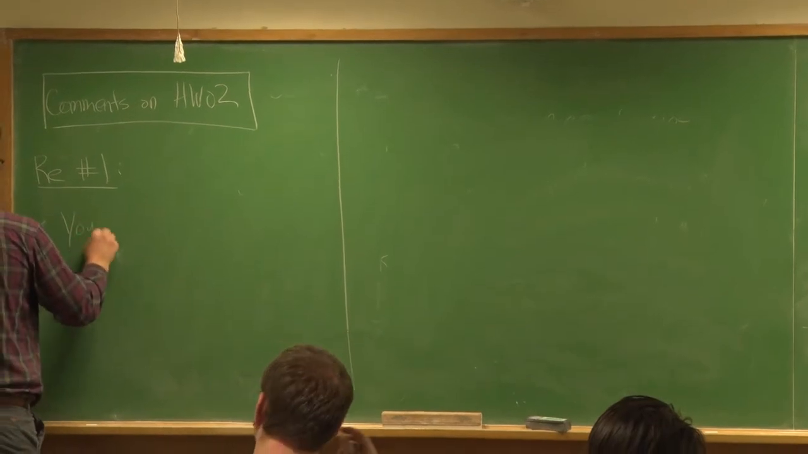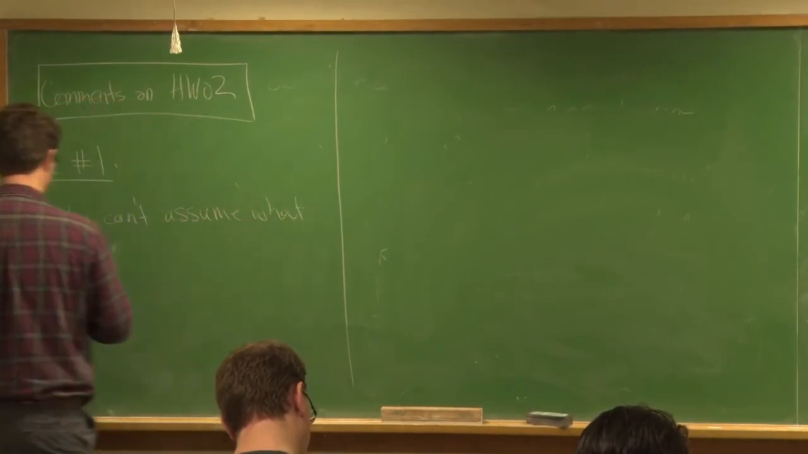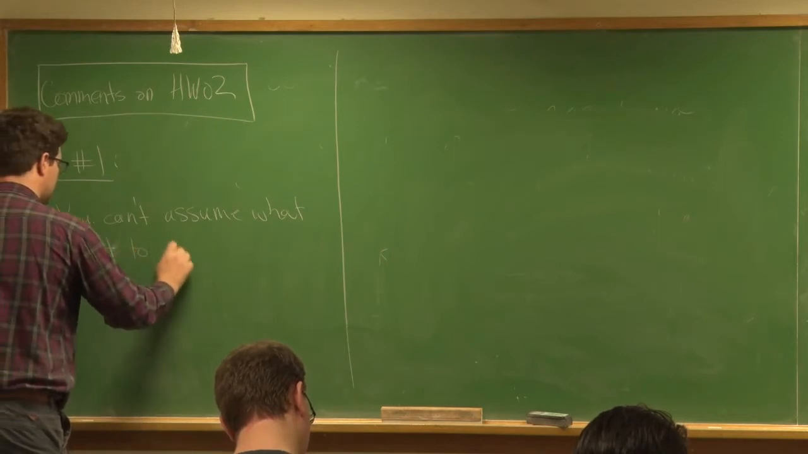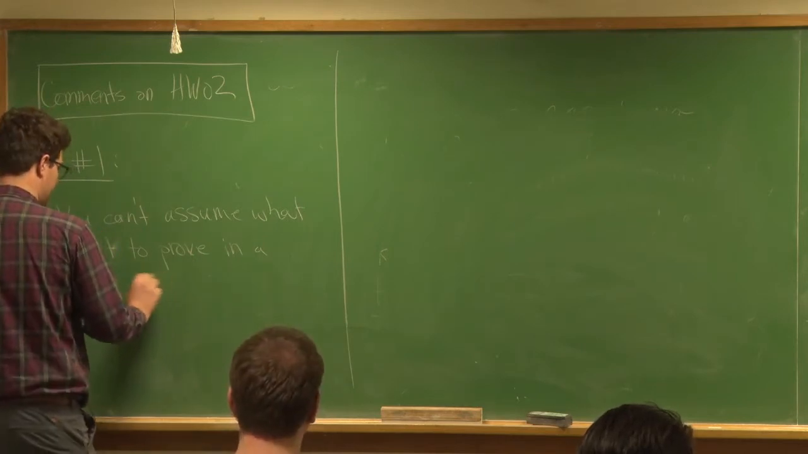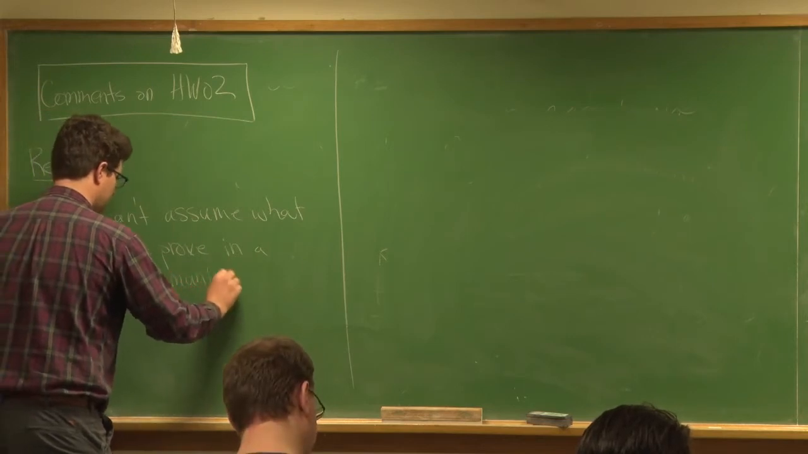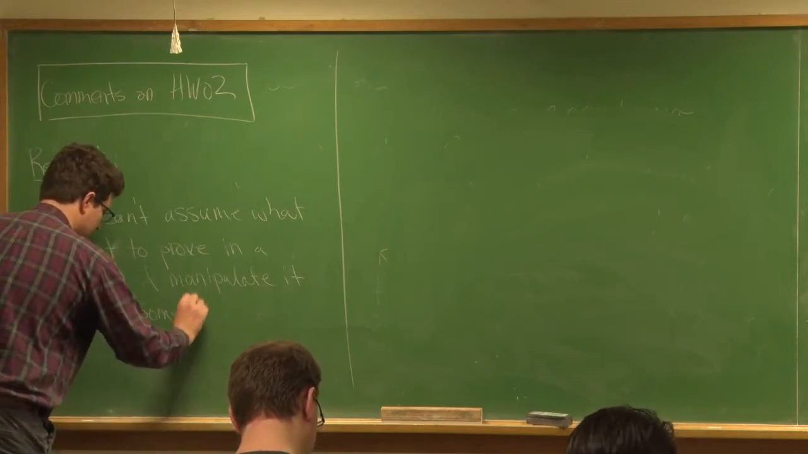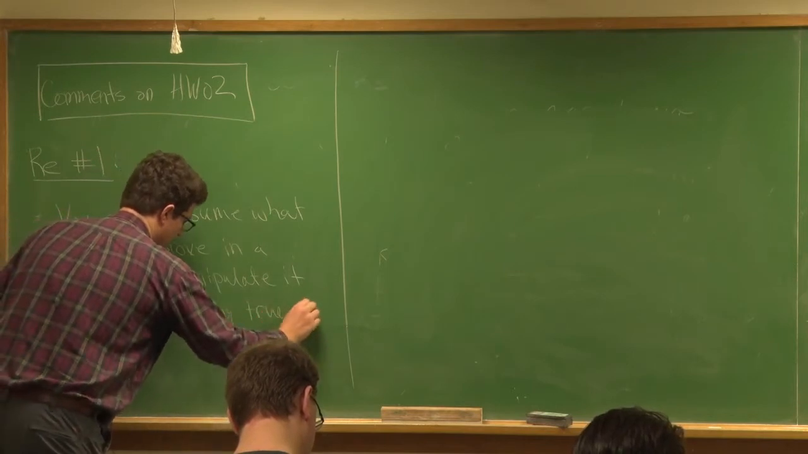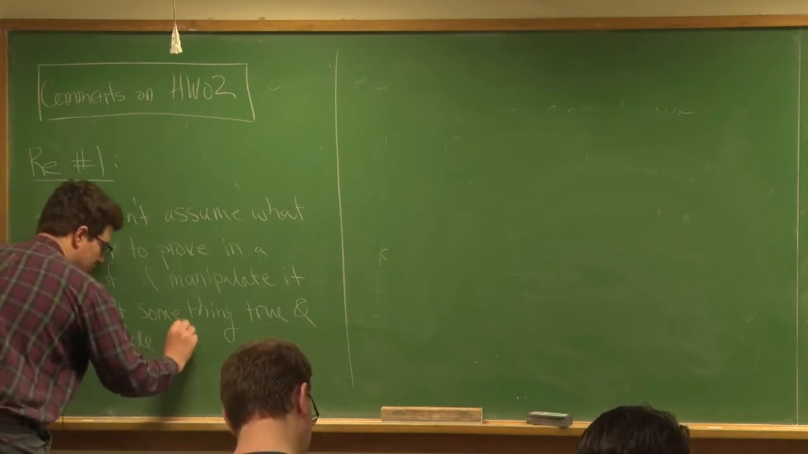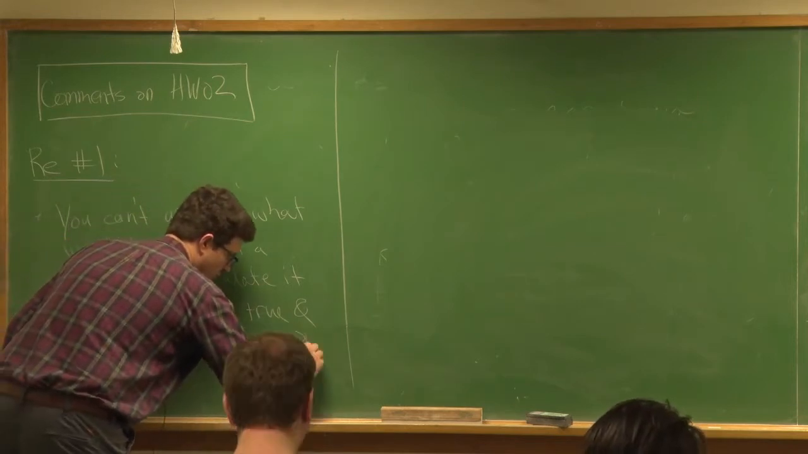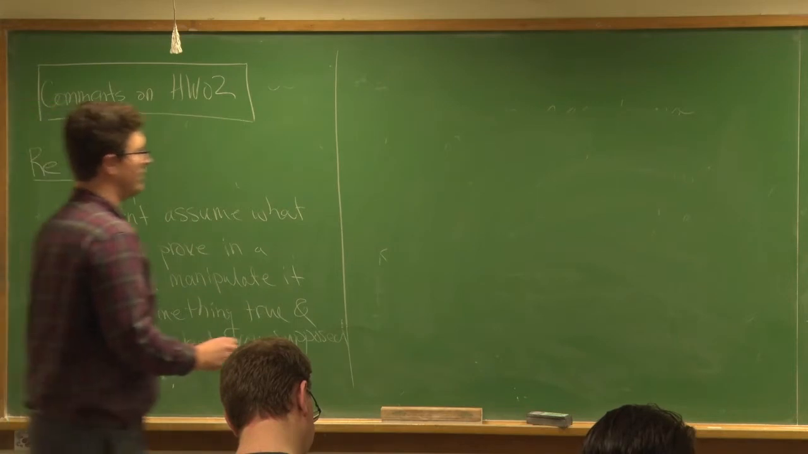You can't assume what you want to prove in a proof and then manipulate it to get something true, and conclude what you originally supposed was true. That's kind of long-winded, so let me give you an example of a bad proof.